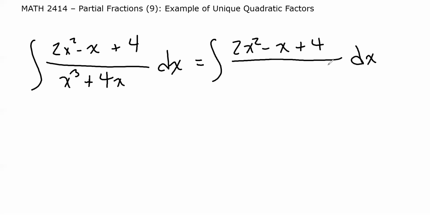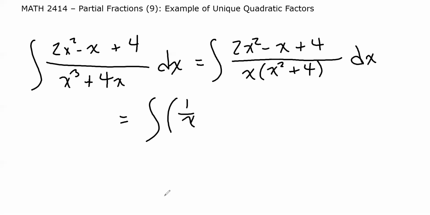At the very least, you could factor out an x from the denominator since it is a common factor, leaving behind an x squared plus 4. But a sum of squares is prime, and therefore that is an irreducible quadratic factor. Hey, it's the fraction we did the partial fraction decomposition on in the previous video. So from the previous video, we already know what this decomposes into: 1 over x plus (x minus 1) over x squared plus 4.